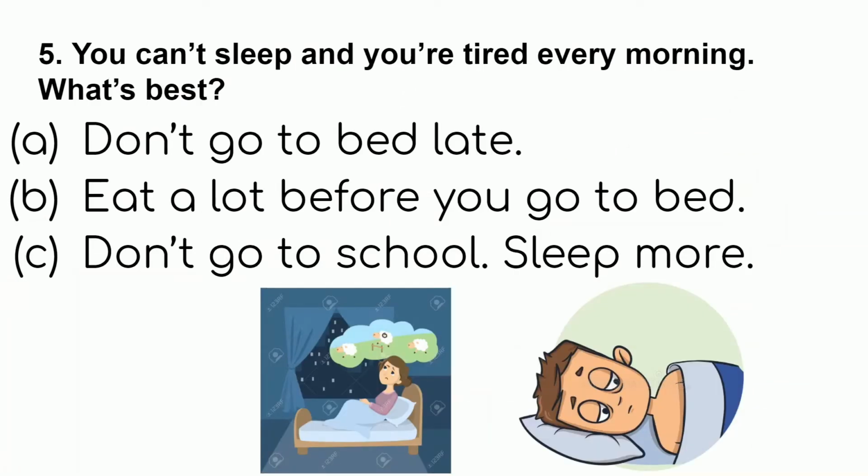Number 5. You can't sleep and you're tired every morning. What's best? A, don't go to bed late. B, eat a lot before you go to bed. C, don't go to school. It is A. Don't go to bed late, so you won't be sleepy and you won't be tired every morning.